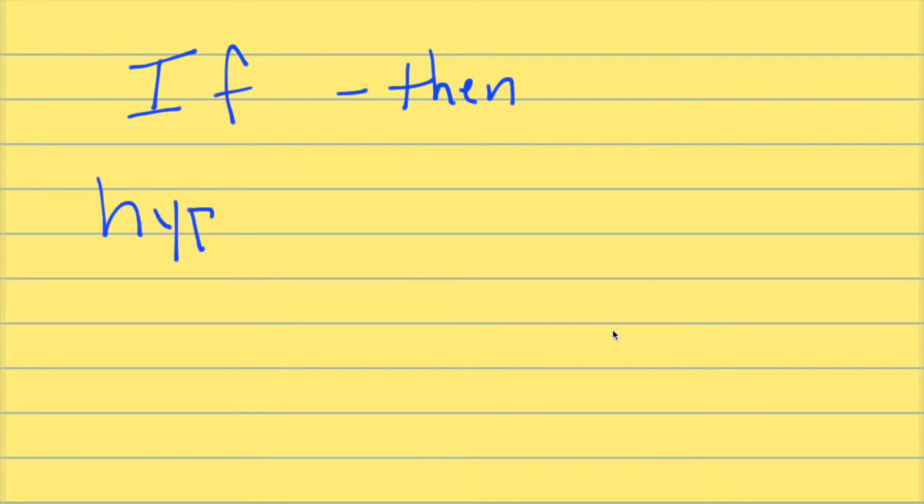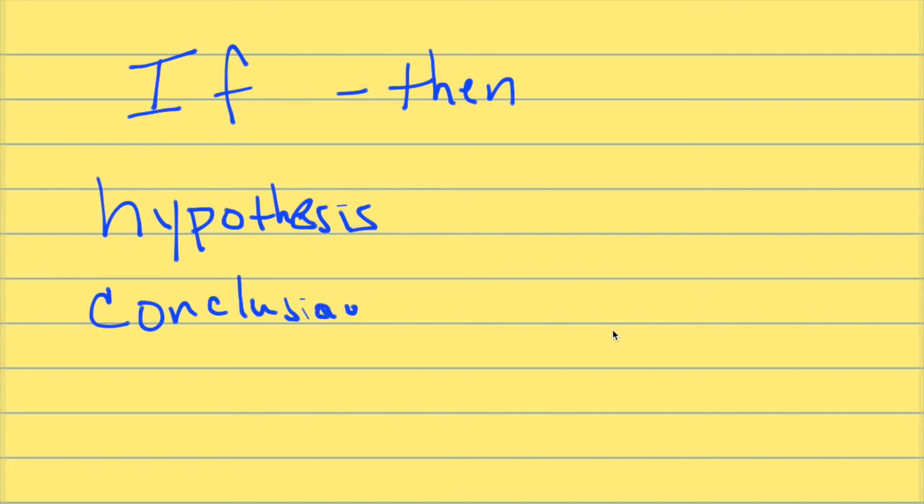The last thing we want to look at today is a conditional statement, or an if-then statement. An if-then statement has a hypothesis followed by a conclusion. And in order for an if-then statement to be true, whenever the hypothesis is true, the conclusion has to be true. If the hypothesis is true and the conclusion is false, then we have a false statement.